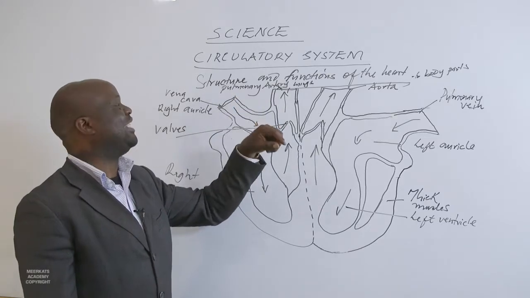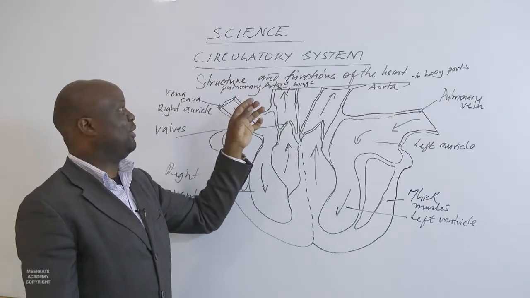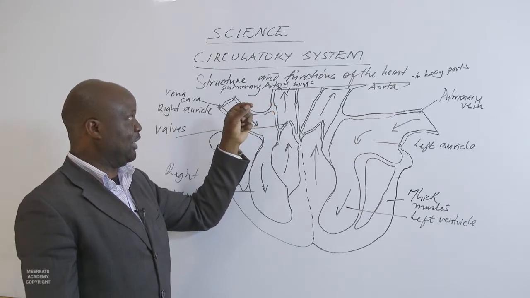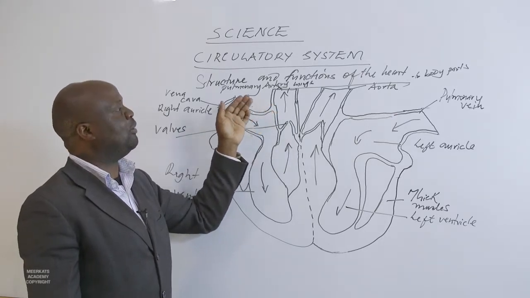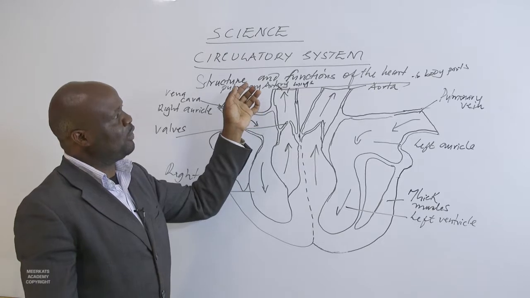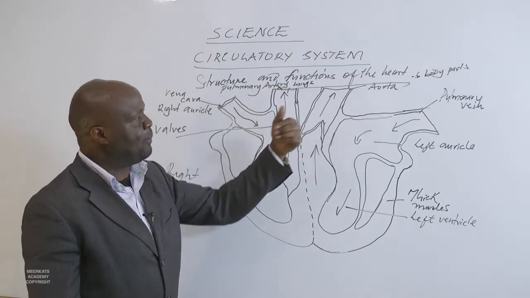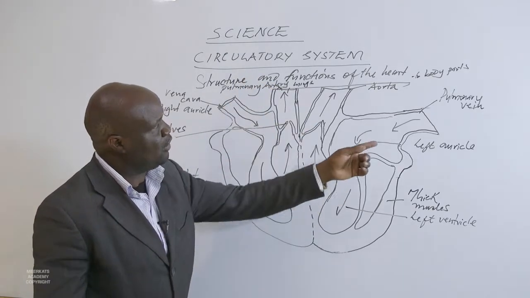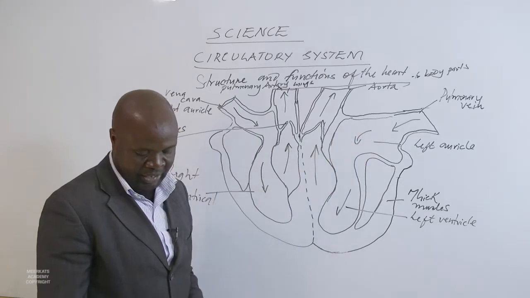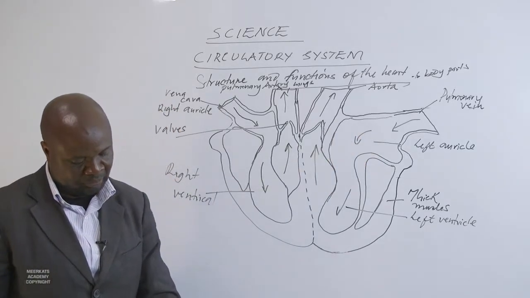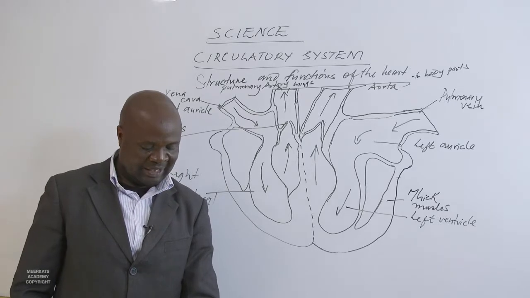So when the oxygen is added in the lungs, we find that blood now will be pumped back to the heart. It will enter the heart via the pulmonary vein. Now, we have the pulmonary vein, that is that.